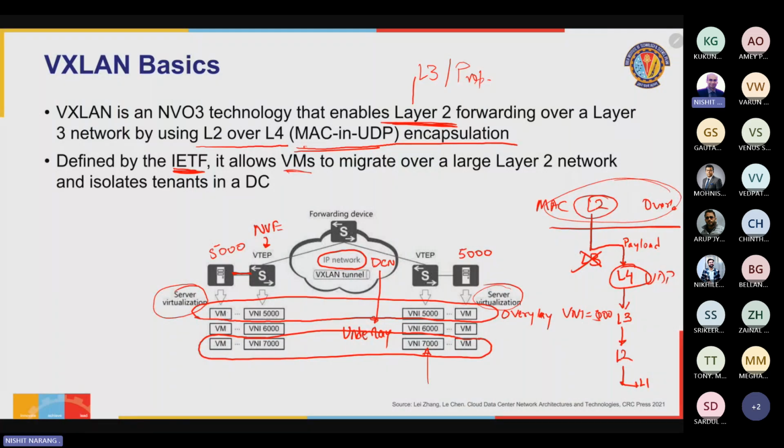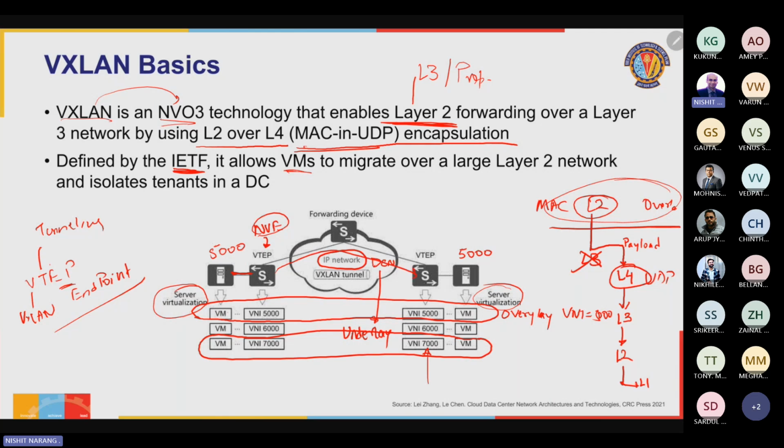Okay, so in NVO3 technology, we use the term NVE. VXLAN is a protocol following NVO3. So in the VXLAN protocol, the term NVE is replaced by VTEP. V stands for VXLAN, T stands for tunneling. So you're creating a tunnel. EP is endpoint. So it's a VXLAN tunneling endpoint. It will take your frame and tunnel it towards the destination.